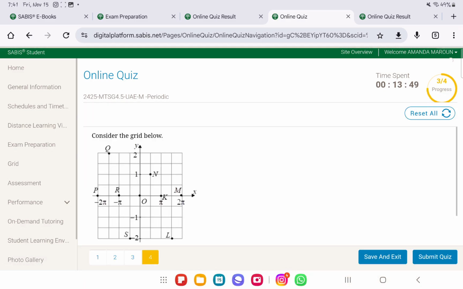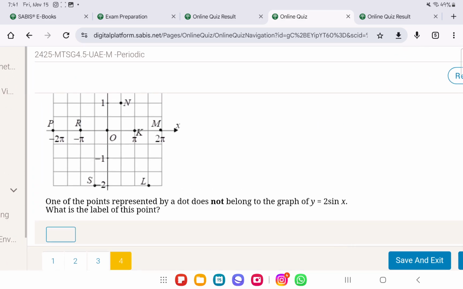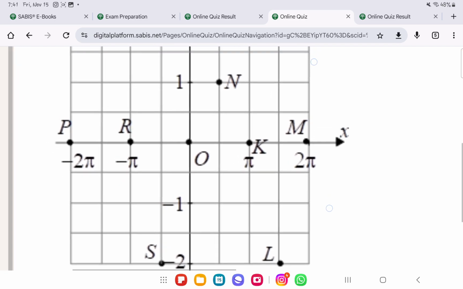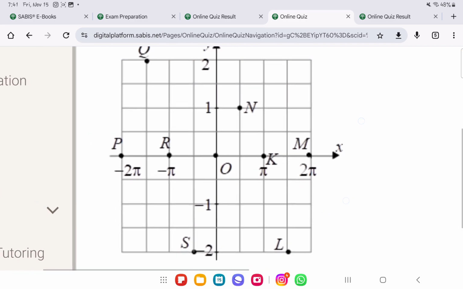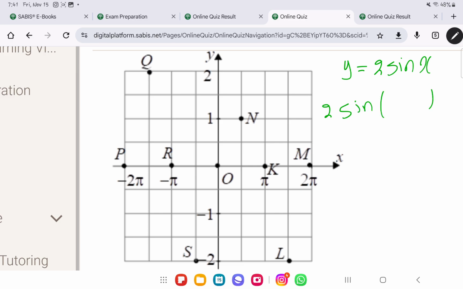We move on to question number 4. Again, we have a similar question. They told us one of the points represented by a dot does not belong to the graph of y is equal to 2 sine x. What is the label of this point? Very simply, we're going to do the same process again. We're going to zoom into the graph and we're going to write y equals 2 sine x. So again, we are going to do on the calculator 2 sine and put the value of the angle.